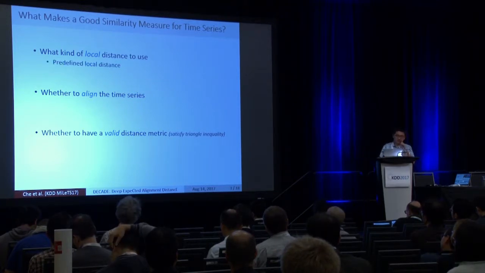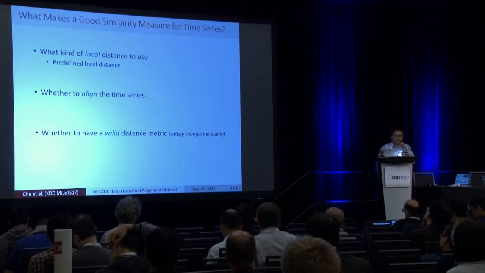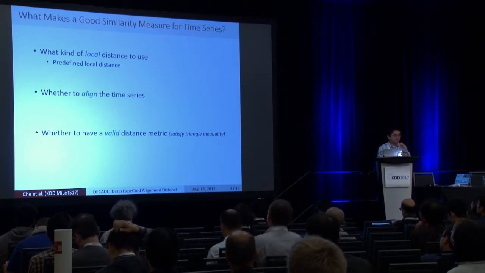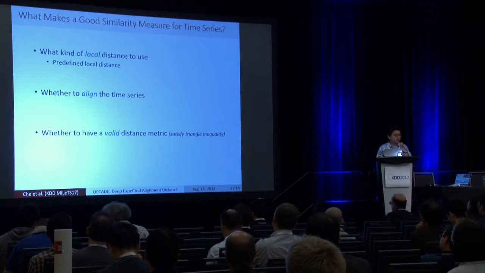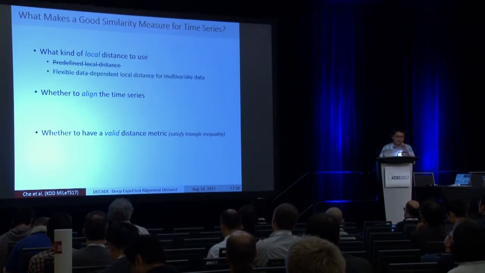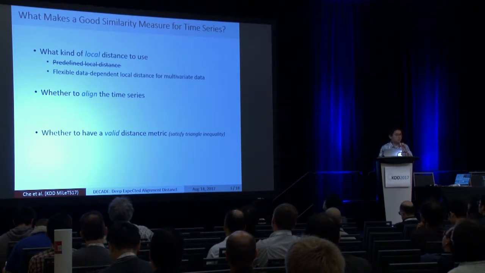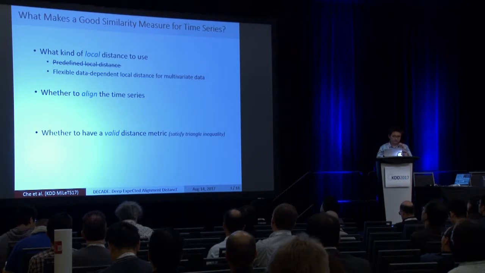So most of the existing work uses a predefined local distance. However, as we mentioned before, a fixed local distance is not that powerful to capture the complex dependencies. So we prefer to use a flexible data-dependent local distance learned directly from the data.